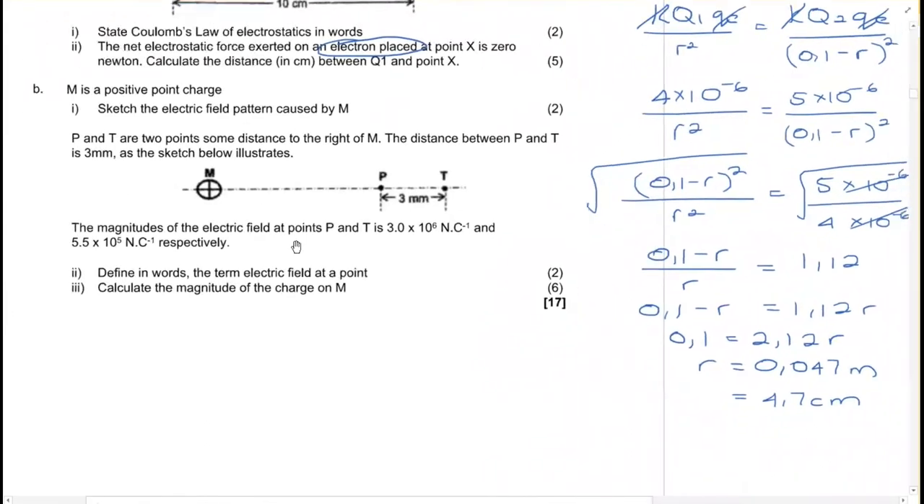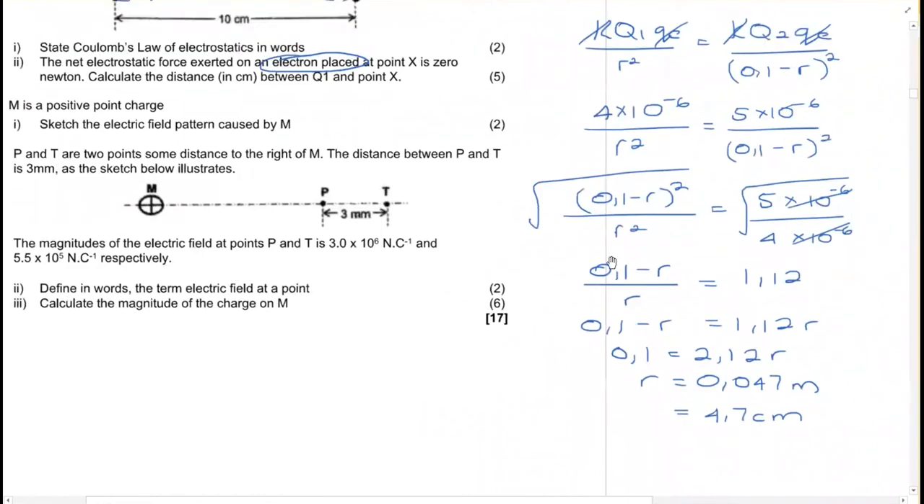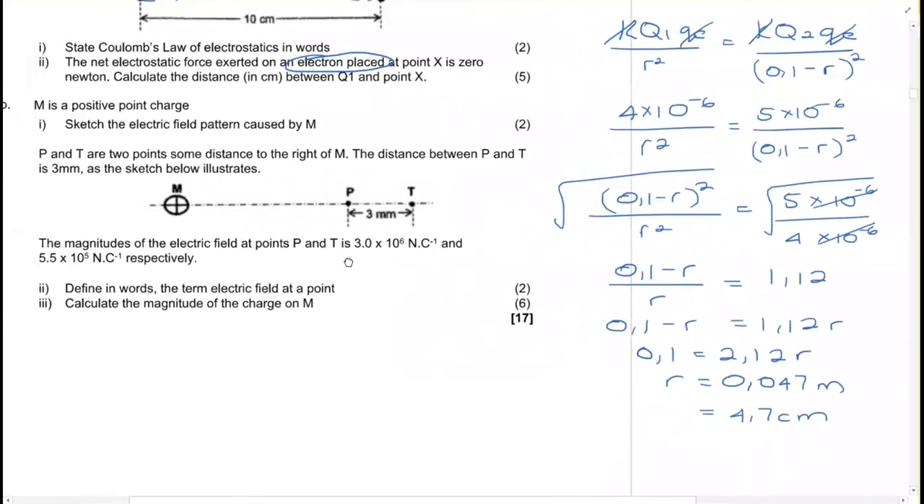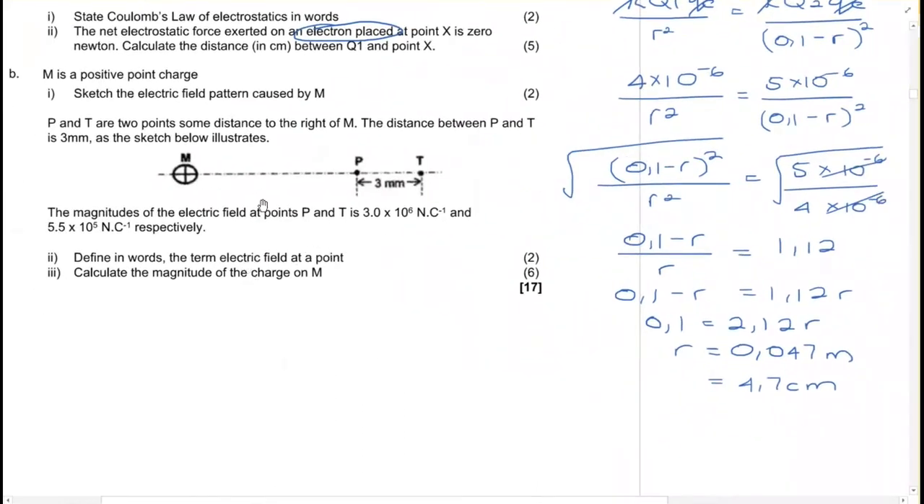Our next one says, just check this one also in the memo, because the memo used different charge values. So the memo's answer is slightly different because I think the question was changed at some point. Okay, so now our next one says M is a positive point charge. Sketch the electric field pattern caused by M.